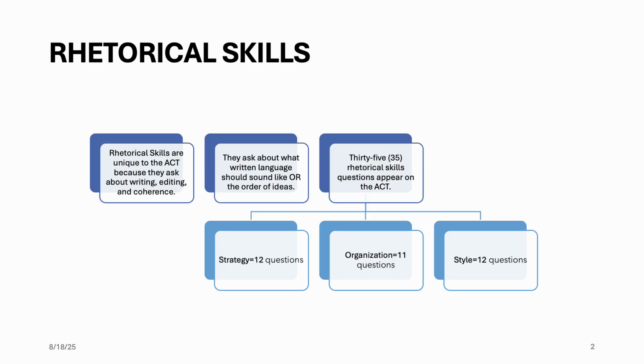Rhetorical skills are unique to the ACT because they ask about writing, editing, and coherence. They ask about what written language should sound like or the order of ideas. 35 rhetorical skill questions appear on the ACT. 12 questions are on strategy. 11 questions are on organization. 12 questions are on style.